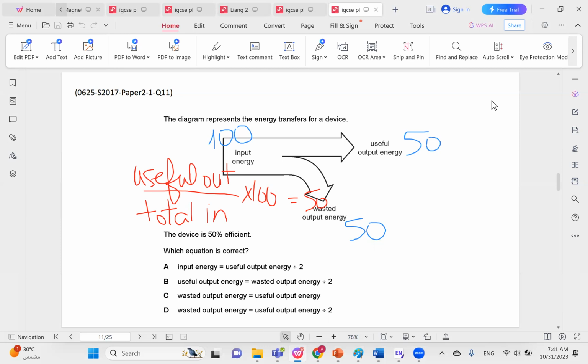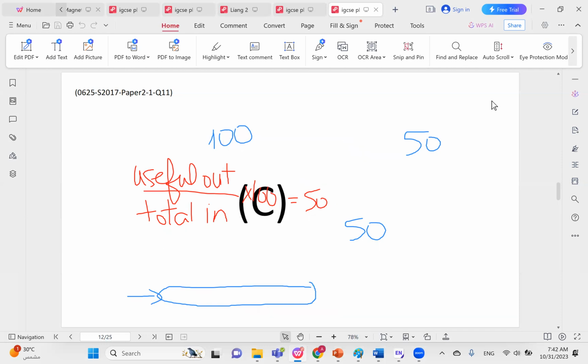C, wasted output equals useful output. In this case, C is correct because each of them is half of the input energy. So they're equal to each other. You have 50% useful output and 50% wasted output. And D also is wrong because it says that wasted output is useful output divided by 2, and we said that they are equal. So C is the correct choice here.